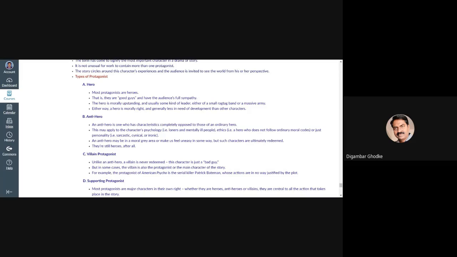Especially, you must have come across these kind of heroes in Hindi and other Indian movies. Most of them can be described as anti-hero because they do not follow ordinary moral codes of the society. And it may also apply to the character's personality as well. Like personality can be sarcastic, cynical, or ironic. So an anti-hero can be a psychologically disturbed person, mentally ill people, or the person who does not follow moral codes of society, or the character may have certain kind of cynical nature or ironic nature or sarcastic nature.